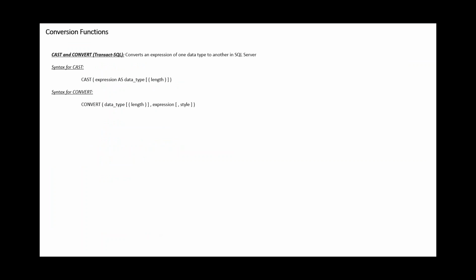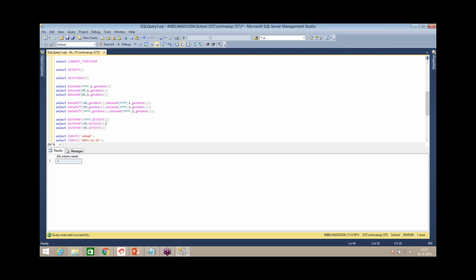Now, if you want to convert any data from one data type to a new data type, you have two options here. One is cast and another is convert. We have syntax like cast the expression as data type. If you want to give some length, you can use that length. Another function is convert, data type, give the length and expression, and if you have any style you can use that. Whenever you convert some date to varchar, that time you can use this style, what style you want to show. We'll see these two functions.